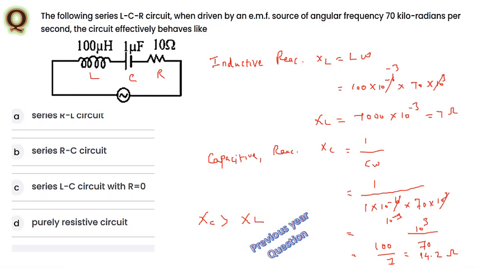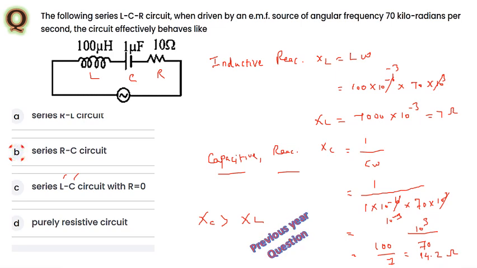So from this, XC is greater than XL. So what is happening here is that the circuit will act like a capacitive reactance. So in this case, that answer here is this one.